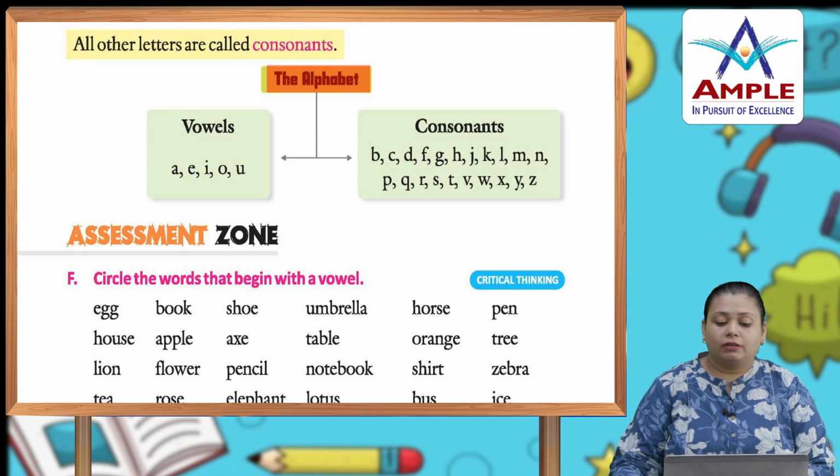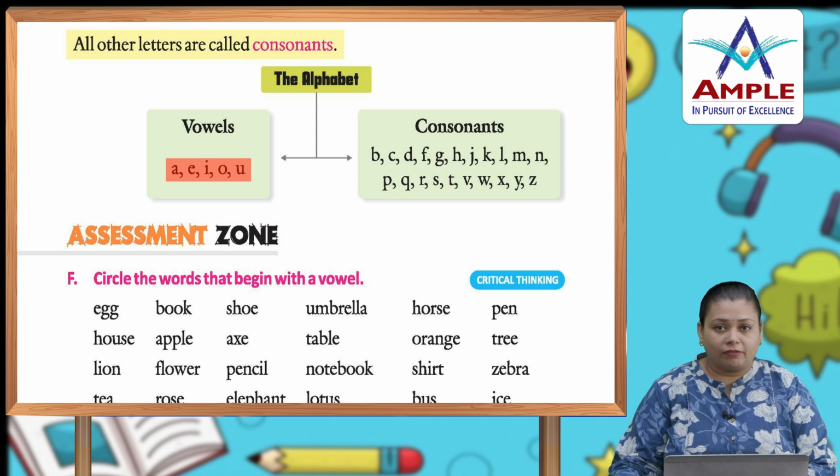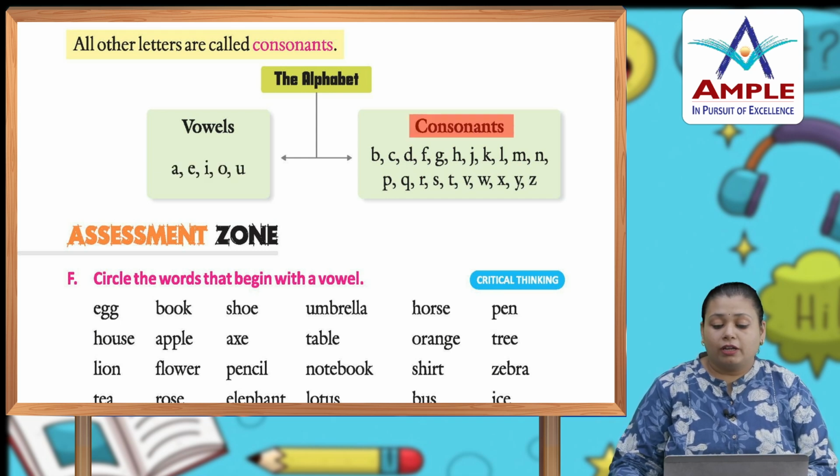The alphabet, vowels: A, E, I, O, U. Okay, we have taken out our 5 special alphabets. The rest are consonants. Look at the consonants: B, C, D, F, G, H, J, K, L, M, N, P, Q, R, S, T, V, W, X, Y, and Z.